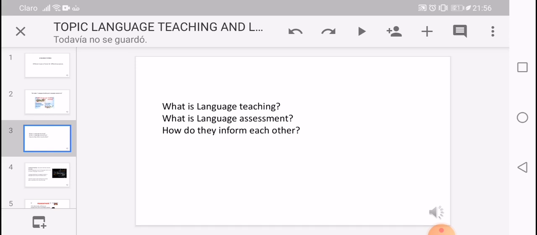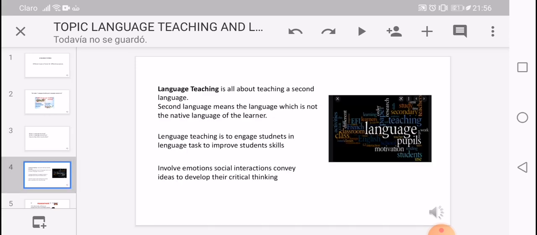Okay, now let's continue to answer. Language teaching is all about teaching a second language. A second language means a language which is not the native language of the learner. Language teaching is not a simple process. A language teacher must have a scientific approach to teach a language. He must have knowledge of language as well as psychology.